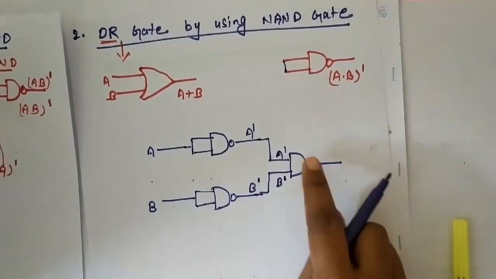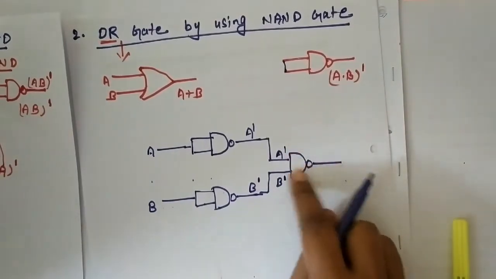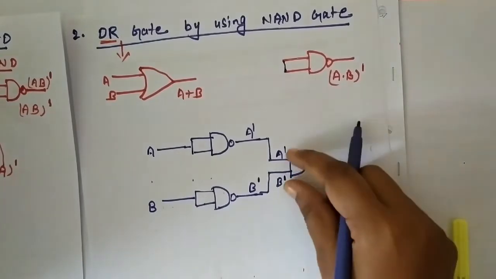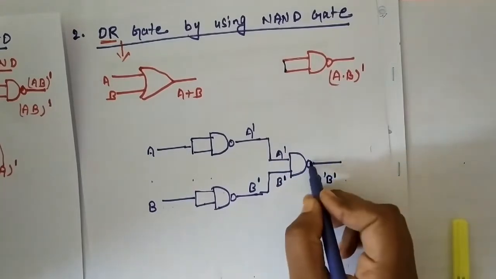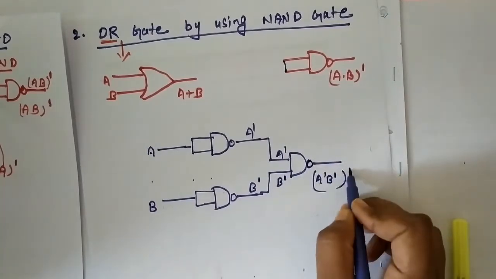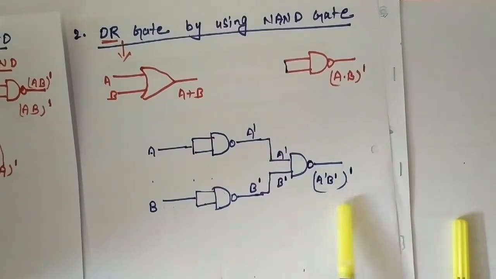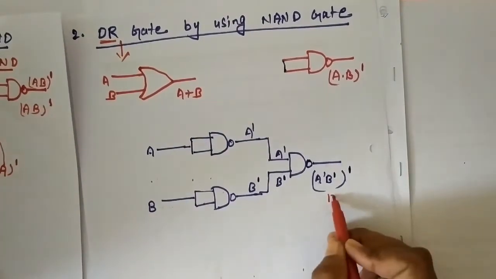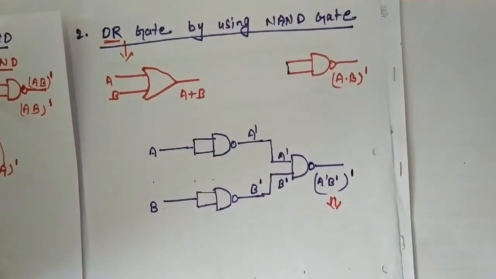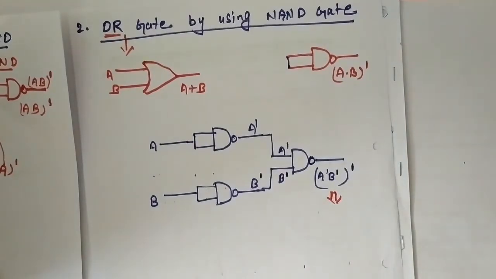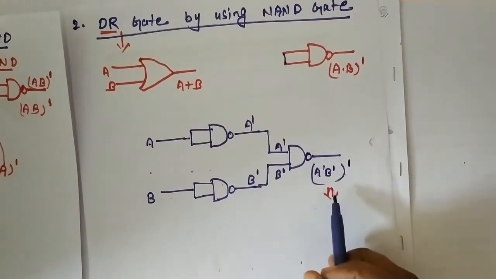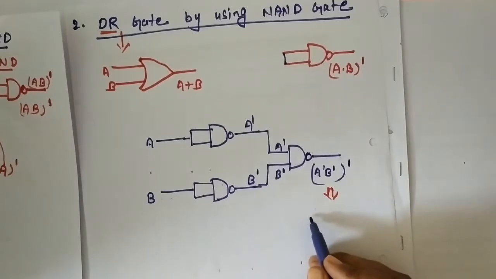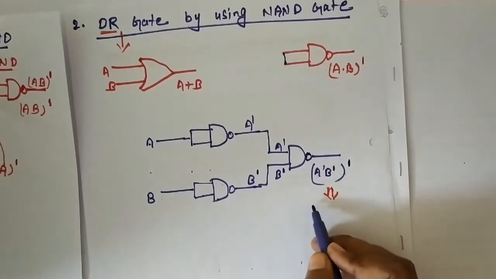So what is the output of this NAND gate? Firstly multiply these two inputs, and for the NOT we put one dash. By which theorem can we solve this one? By De Morgan's theorem. What does De Morgan's theorem say? If you have a dash, you can change it to without dash, and the plus is converted to into, and into is converted to plus.